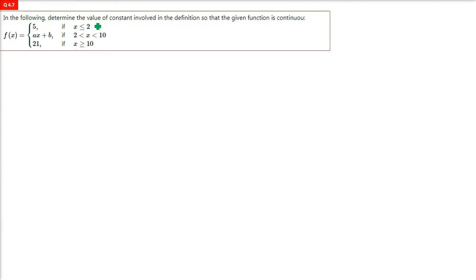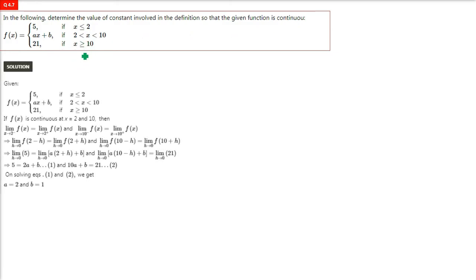In the following, determine the value of the constant involved in the definition so that the given function is continuous. Same thing we have to do. We have two constants here, a and b. If you have any confusion, draw a number line. So this is 2, and you have x less than or equal to 2, greater than 2. Then you have 10 as well. So you have the values for 2 below and above, 10 below and above. You have to use both points 2 and 10 to get the relationship and solution, because there are 2 variables, you need 2 equations.